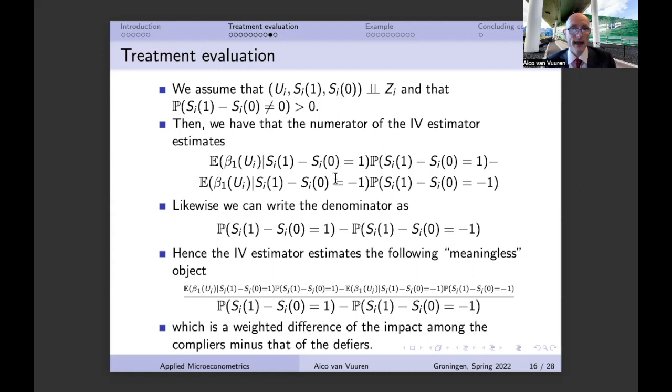Well, that doesn't say anything, even in the case that both of these things are going to be positive, so there's a positive impact. Well, IV may actually give me a negative thing over here. So therefore, I have no idea what IV actually tries to estimate.